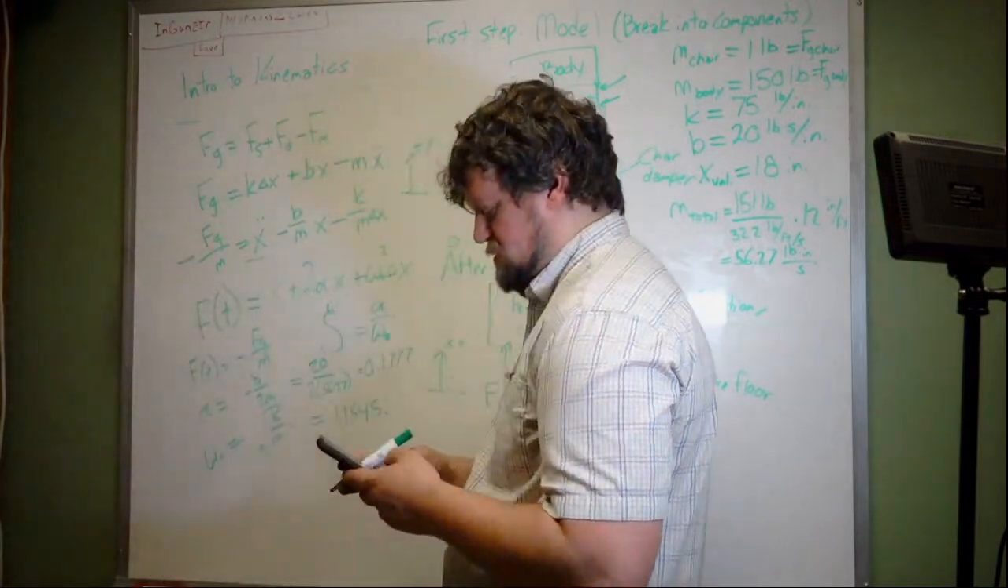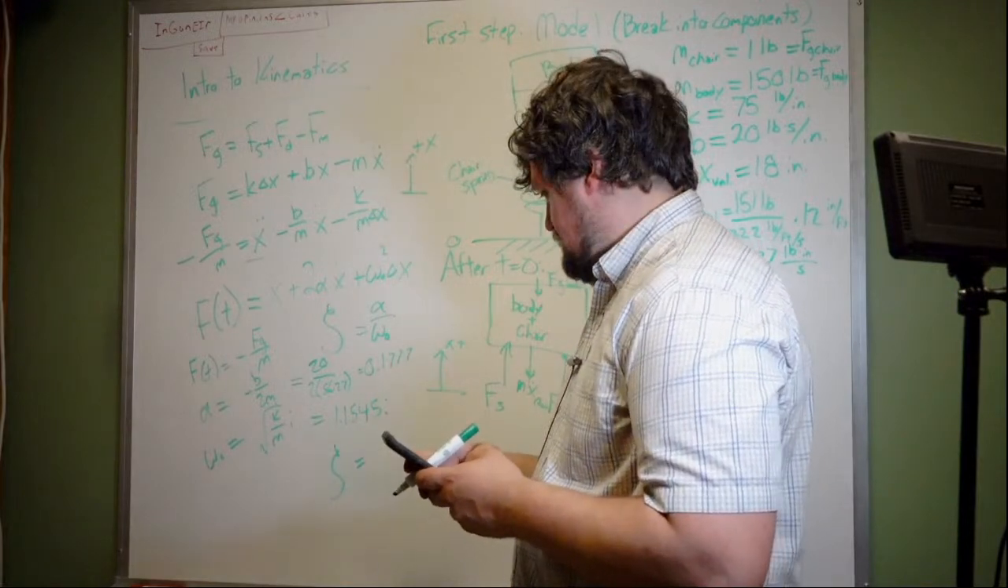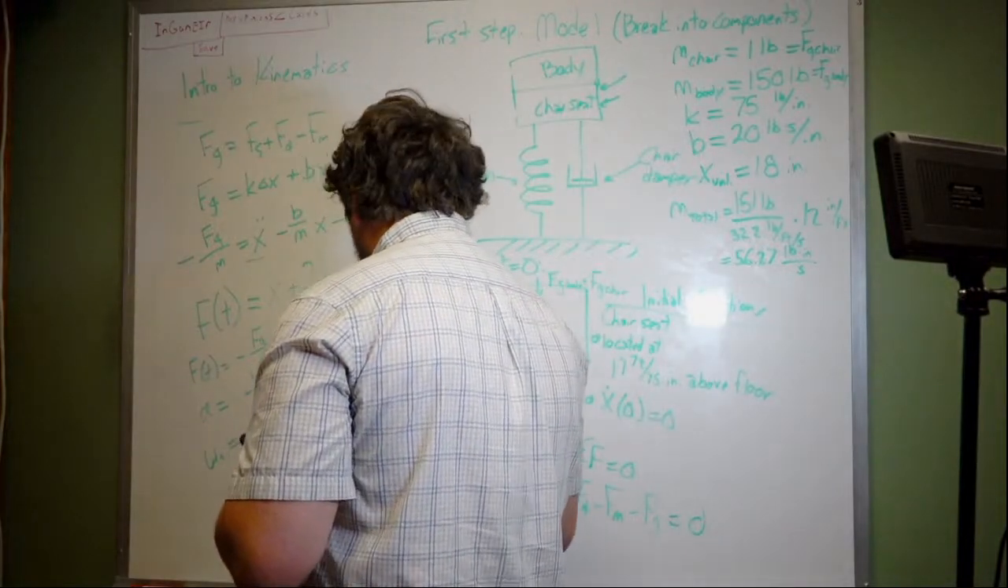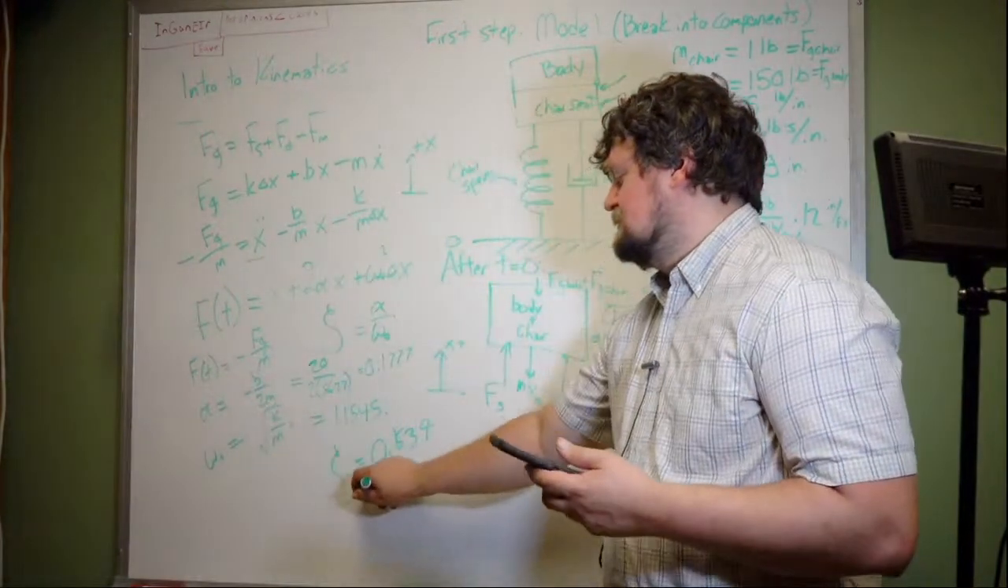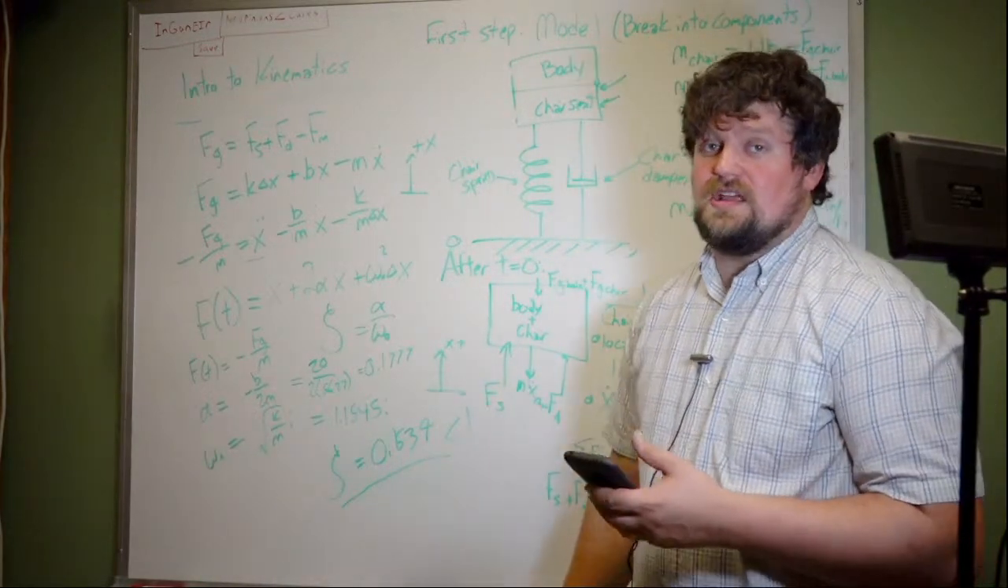Okay, so when we calculate zeta, there's an i on there, but when we calculate zeta, this is going to be equal to 0.1777 divided by 1.1545, which is equal to 0.1539. This is less than 1. This is an underdamped system.